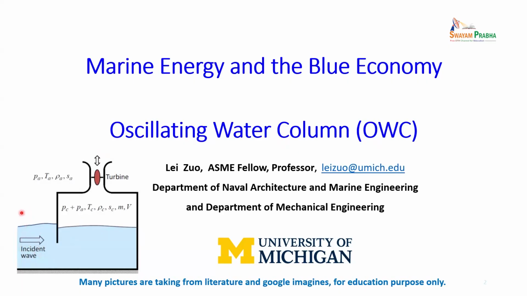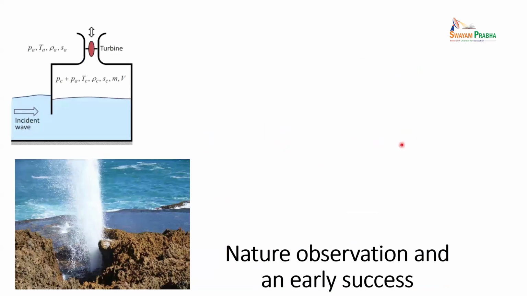This figure shows basically the principle. The wave comes in and the water surface moves up and down. When the water surface moves up and down, it drives a turbine. That comes from nature observation. For example, in some coastal zones, a wave comes in and the water quickly comes up like that, right? So you put a turbine here.